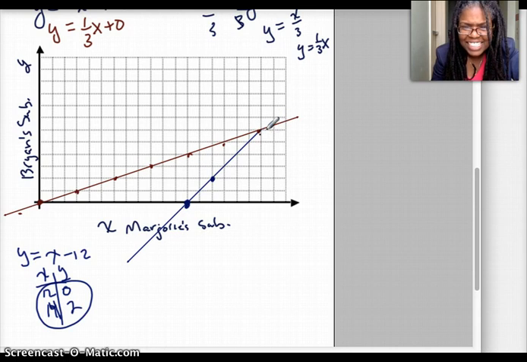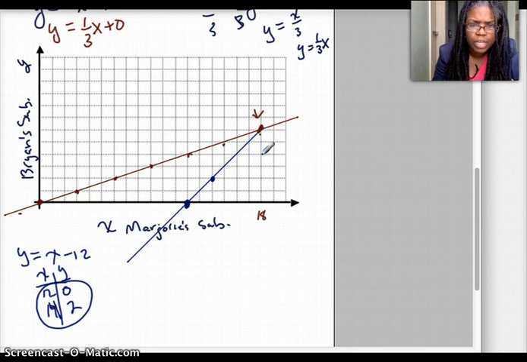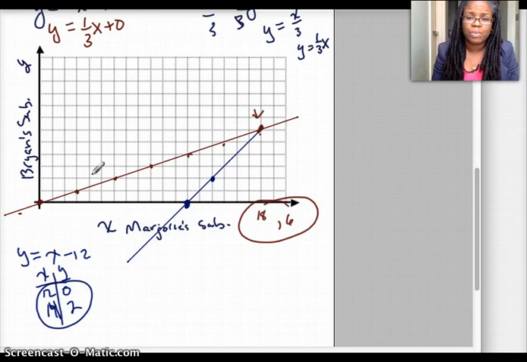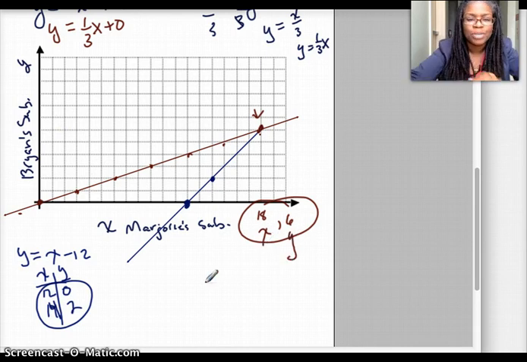Though I did not get to go as far as I wanted to here, I can already see where the intersection would be. This was 14, 15, 16, 17, 18. At 18, and 1, 2, 3, 4, 5, 6, at 6. So what does this mean for our problem? Remember, X was the number of subscriptions that Marjorie was able to sell, and Y was the number of subscriptions that Brian was able to sell. So X refers to the 18 subscriptions that Marjorie sold, and Y refers to the 6 subscriptions that Brian was able to sell.